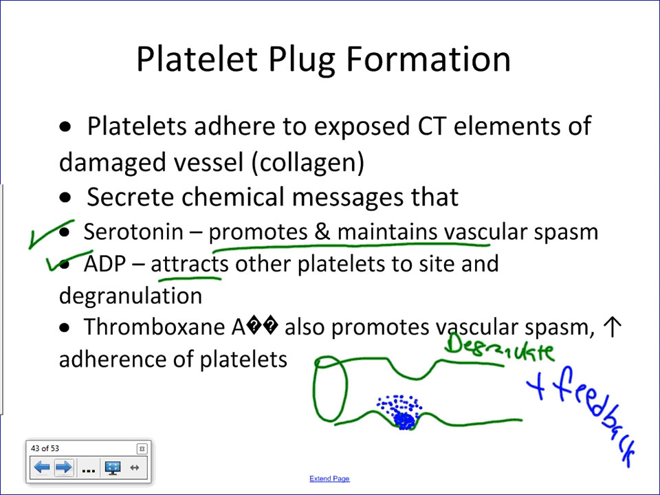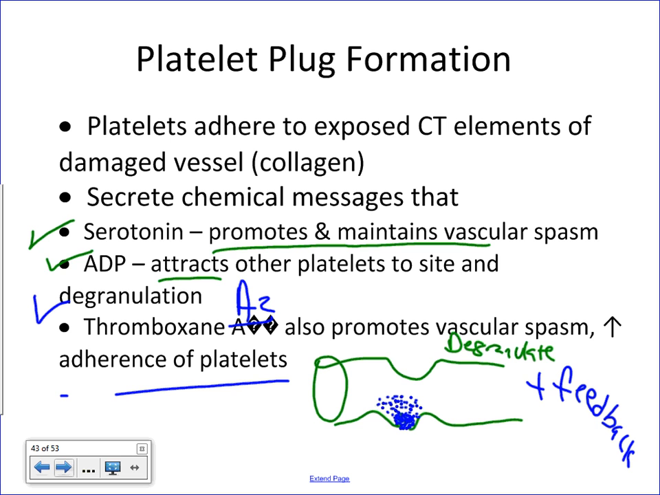And then another chemical that is released by these platelets is thromboxane A2. Sorry, that didn't transfer over here like it should have. Okay, thromboxane A2, like serotonin, allows the maintenance of the vascular spasm and also makes platelets a lot more sticky. It makes them stick together a little more tightly. Okay, so that's the second part of hemostasis, getting these platelets to the area and plugging the hole. And that's what those chemical messages do.